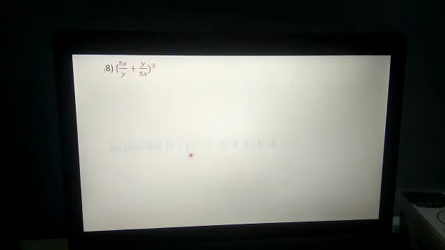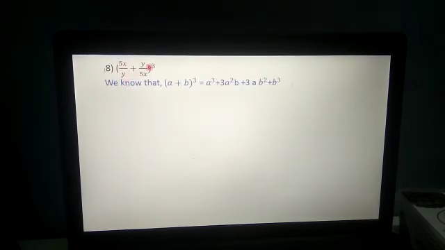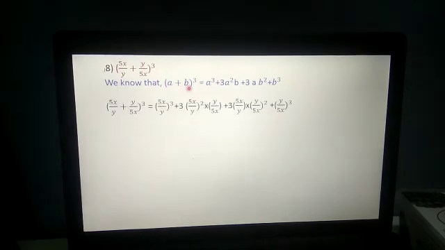We will start now. So what is the 8th sum? (5x/y + y/5x)³. So here a is your 5x/y and b is what? y/5x. So again use the same formula and write down the answer. Substitute the values of a and b. Here a is equal to 5x/y, b is equal to y/5x. That also you can write over here.